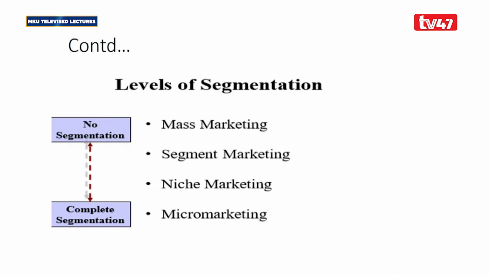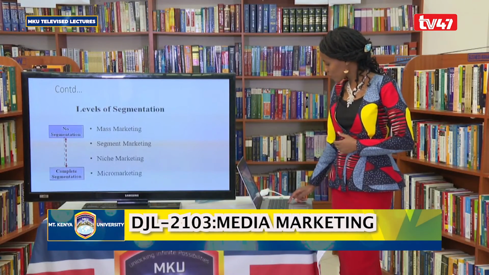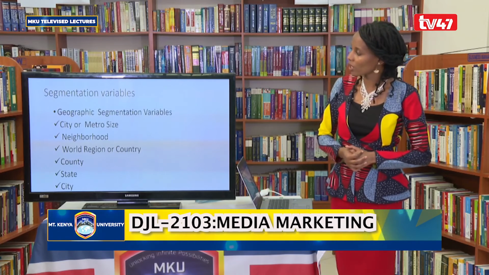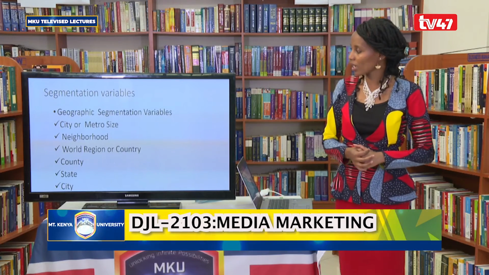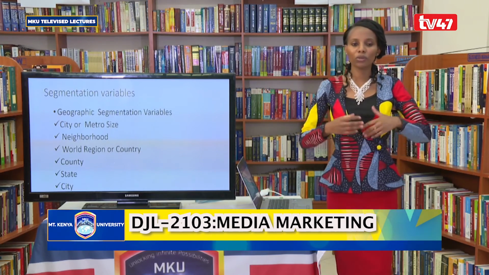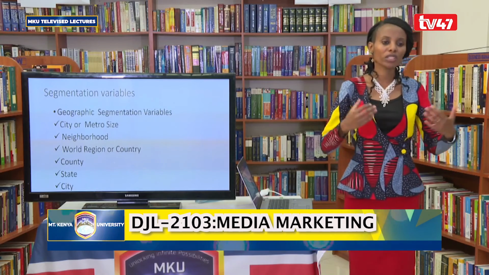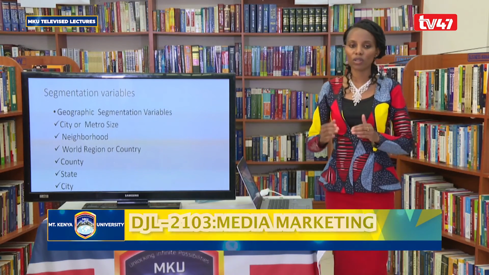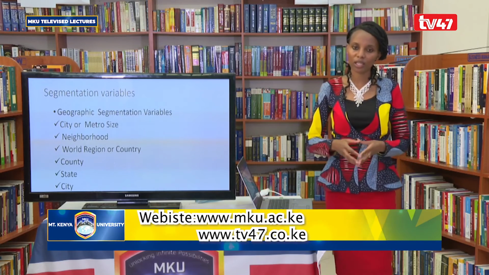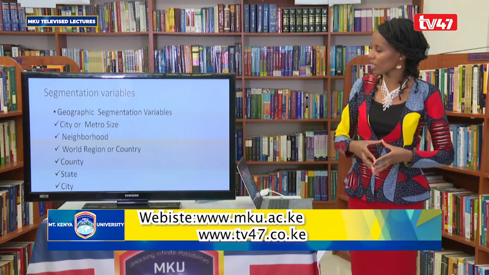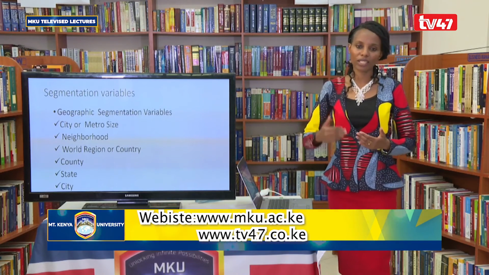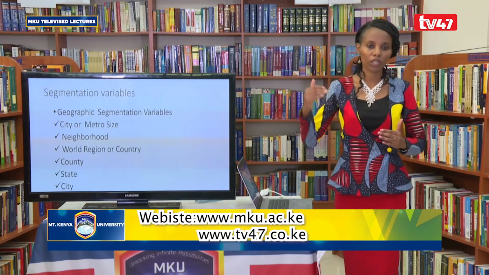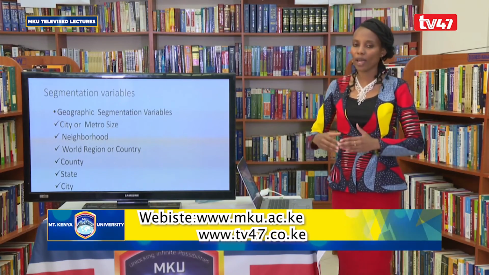You're trying to divide people into distinct groups. I'll proceed to the variables that you'll use to segment your market. Number one is the geographic segmentation variables. You segment the target market based on the vicinity or the locations. When you're mentioning the geographic segmentation variables, it's all about dividing your target market in terms of the location where they live, or the vicinity where they live.